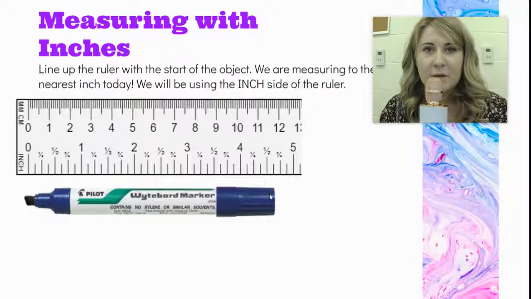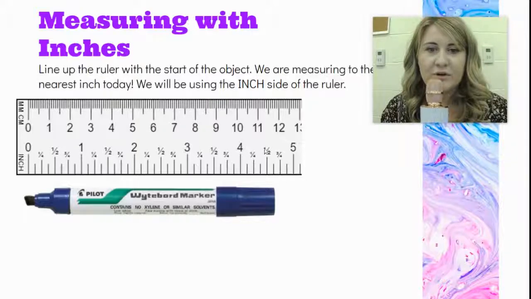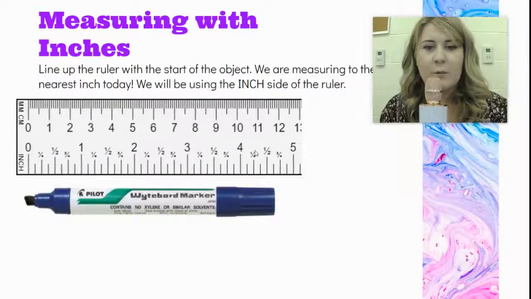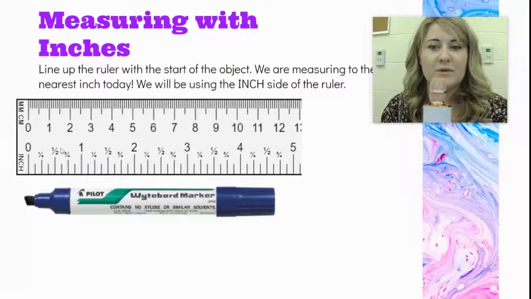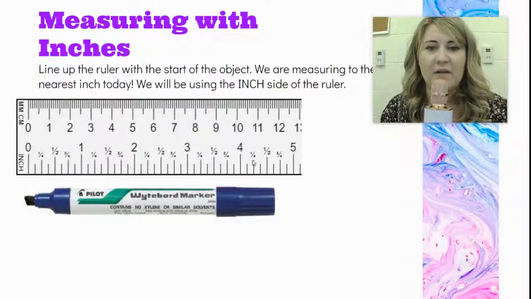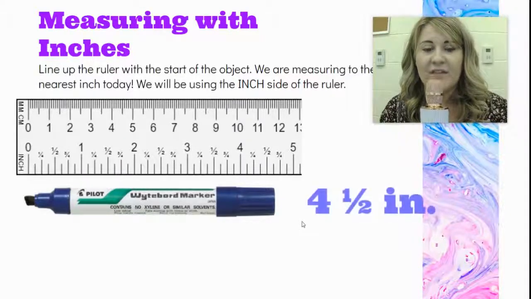And in 3rd grade, we only measure to the whole inch or to the nearest half inch. We're not worried about the 1/4 and 3/4 marks. We're worried about the big numbers 1, 2, 3, 4, 5, and the in-between marks, which is a half mark. So here, it's coming in between 4 and 5, at about the middle. So we're going to say that this marker is about 4.5 inches long.